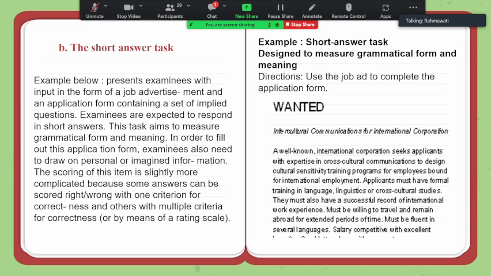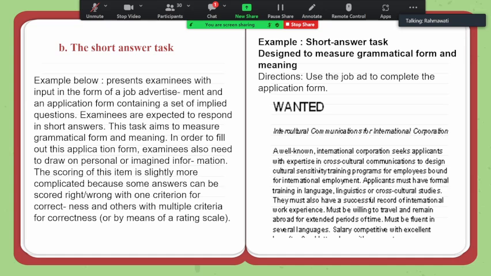The scoring of this item is likely more complicated because some answers can be scored right or wrong with one criterion for correctness, and others with multiple criteria for correctness, or by means of a random sample.